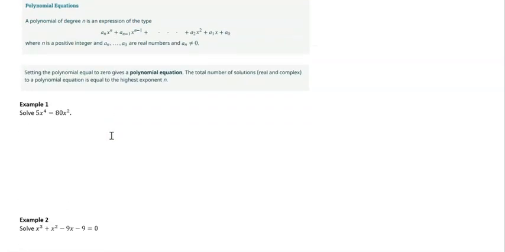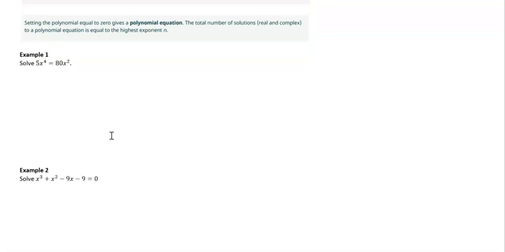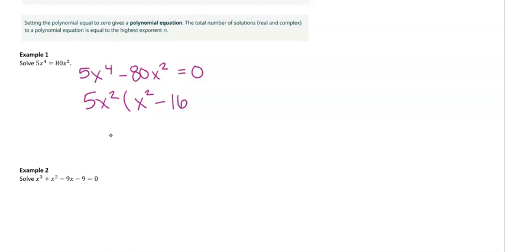So when we have a polynomial and we're trying to solve it, we're trying to find the zeros or these solutions. And what we want to make sure that we do is we want to make sure all of the terms are on one side. So I'm going to subtract 80 over to my left-hand side here. And I'm going to factor out a 5 of both of these and an x squared. Now, when I do that, I'm left with an x squared term on this first one, and then I'm left with a 16. 80 divided by 5 is 16. I already pulled out the x squared.